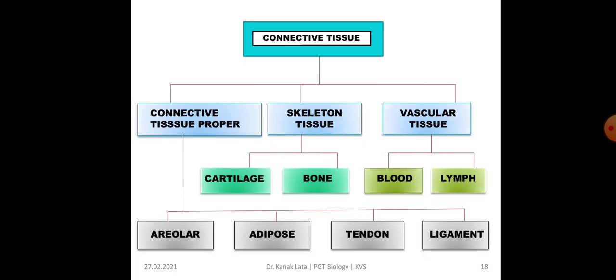Here is the outline classification of connective tissue. First, connective tissue is broadly classified into connective tissue proper, skeletal tissue and vascular tissue. Further, connective tissue proper is divided into areolar, adipose, tendon and ligament. Skeletal tissue is classified into cartilage and bone, and vascular tissue is classified into blood and lymph. So we will discuss here one by one.